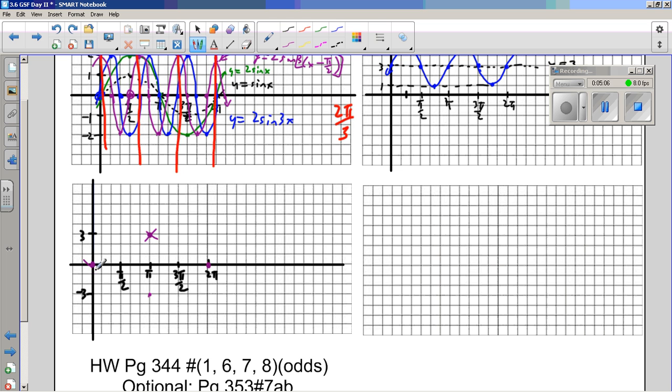It's still only going to get 3 points in from 0 to 2 pi because it's been horizontally stretched. And that's it. Done.